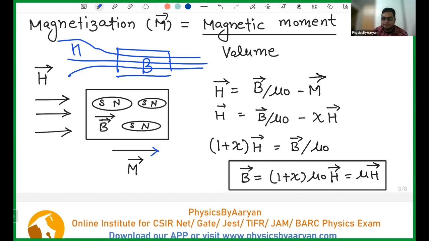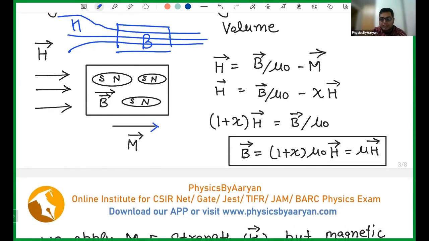H is something that you applied. B is how many lines per unit area are entering. So both of them are different. One is what you are applying, and another is the behavior of the field inside the magnet. The behavior of the magnetic field inside the material is defined by two things: what you applied, H, plus your magnetization inside. Because magnetization inside will also produce some magnetic field, since you are magnetized. So both these effects combined give you B.